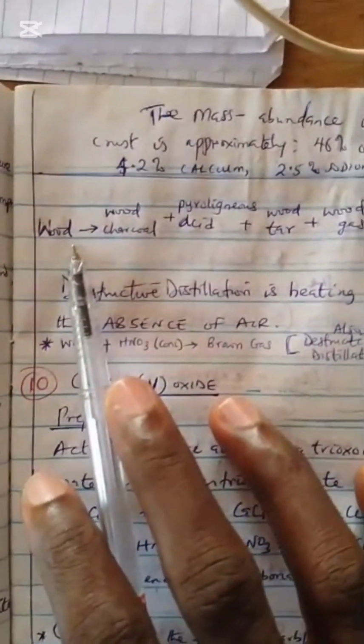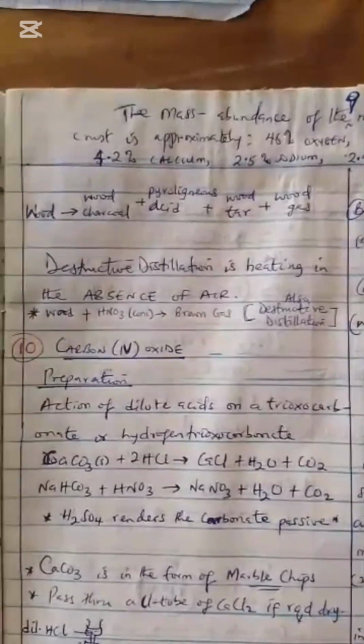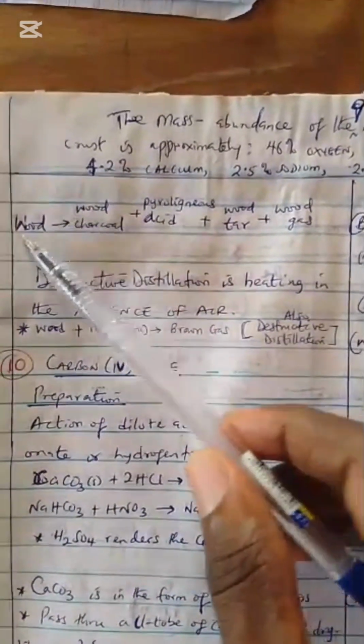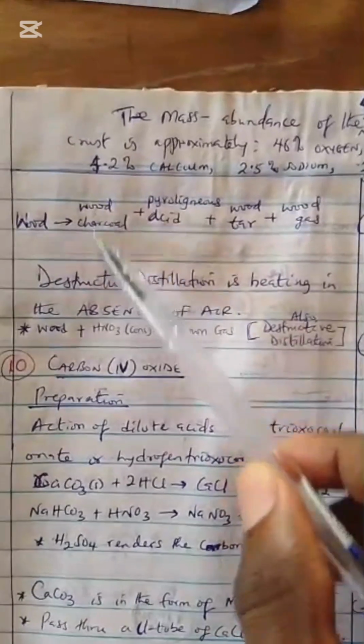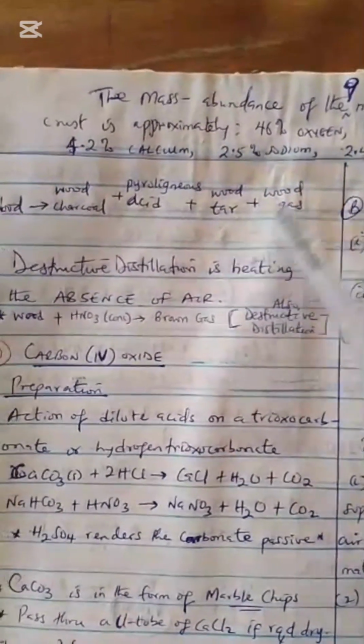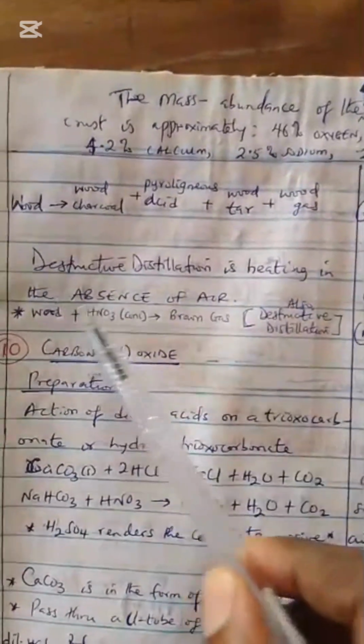The same thing can be done for wood. Destructive distillation of wood gives us wood charcoal, pyroligneous acid, wood tar, and wood gas. We said destructive distillation is heating in the absence of air.